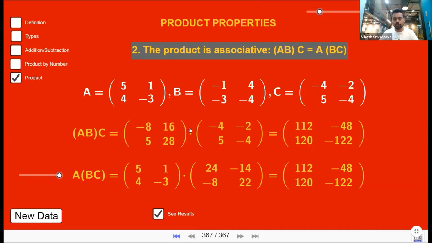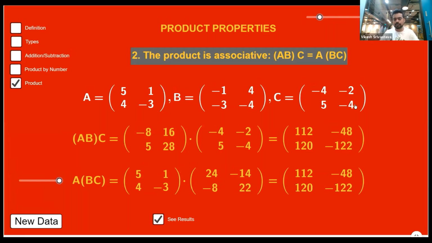You can check with new data. I think this is not working for this case, but of course you get the idea of the concept of associativity. Let me know if you have any confusion, or else you can just drop a yes over the chat so that I know you have understood this concept.